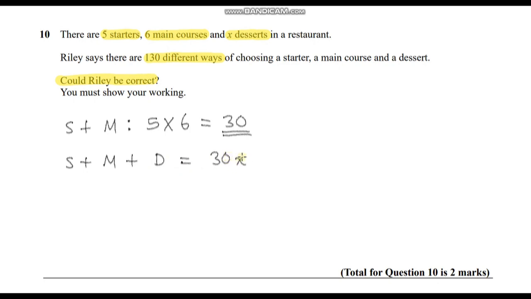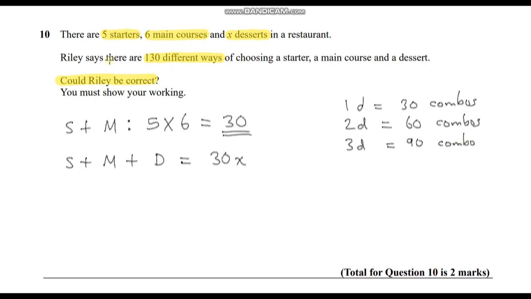So for example, if there was only one dessert, then there would only be 30 combinations, because from those starters and main courses you can't have any other combinations because there's only one dessert. If there were 2 desserts, well, for each of those 30 combinations there are 2 desserts, so there would be 60 combinations in total. So hopefully you can just see that it's 30 times x. So one dessert would be 30 combos, 2 desserts would be 60 combos, 3 desserts would be 90 combos.